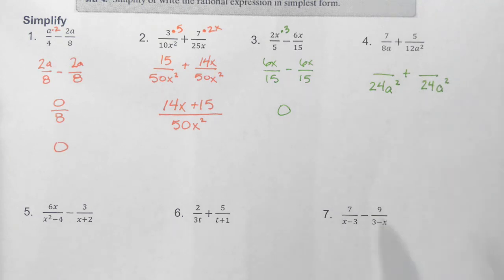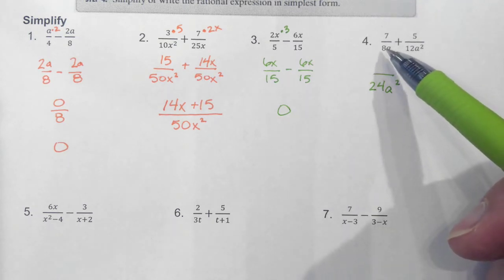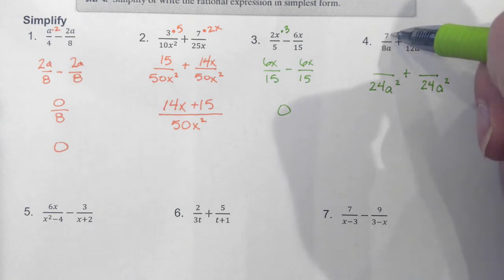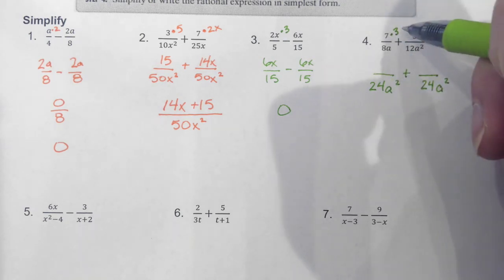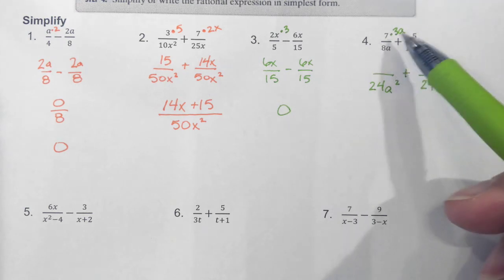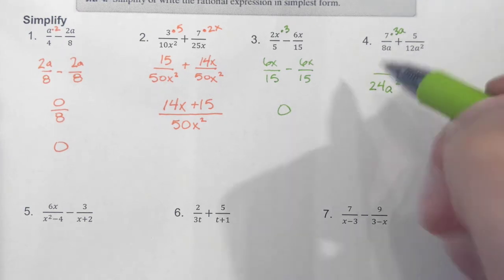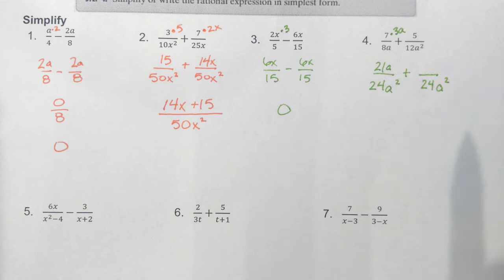common denominator. Then I just have to figure out, what did I multiply by? So from 8 to 24, we multiplied by 3. From a to a squared, we multiplied by a. So I take my numerator and multiply it. 7 times 3a is 21a.